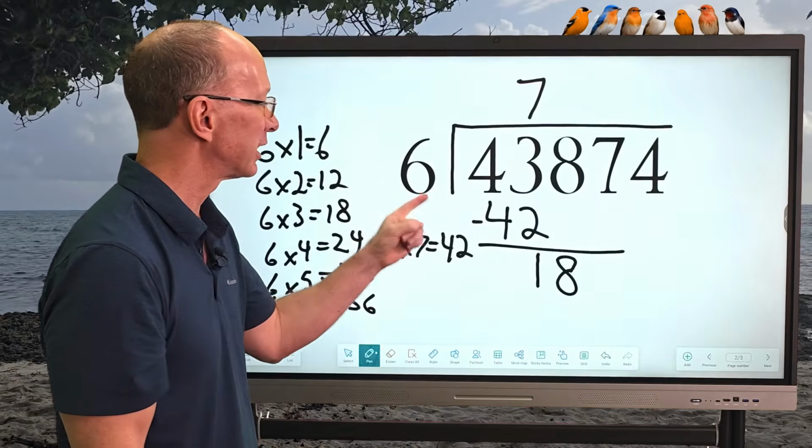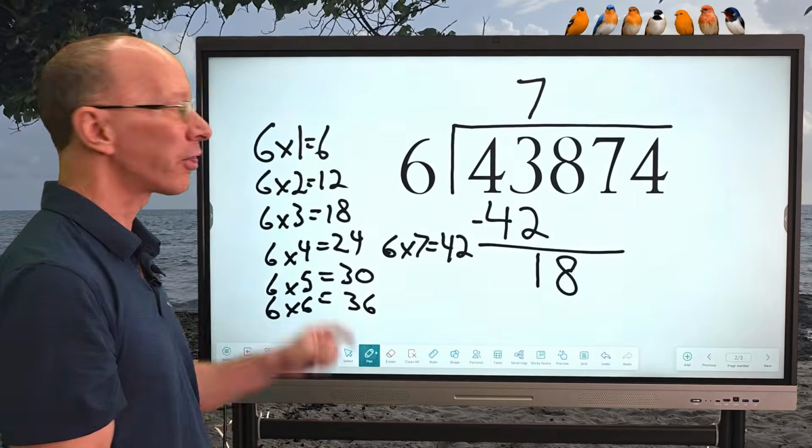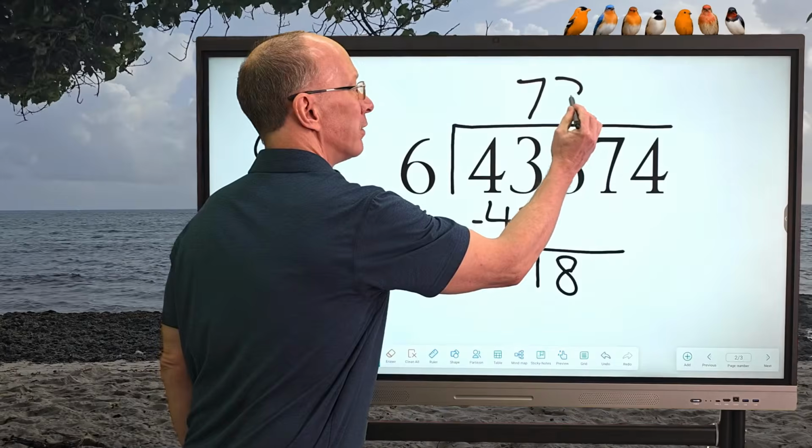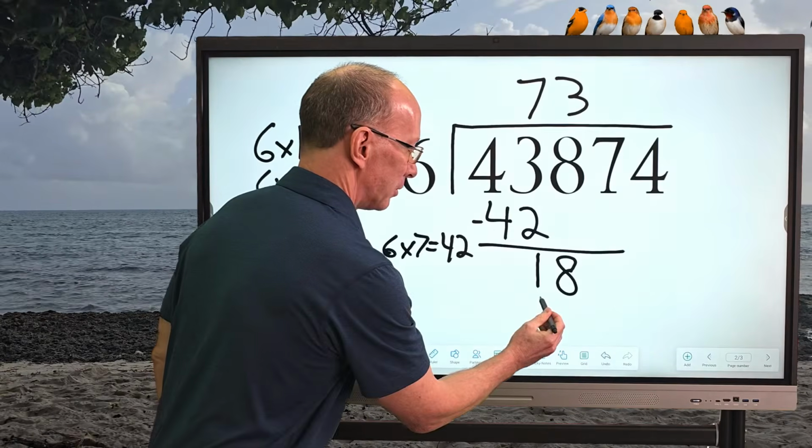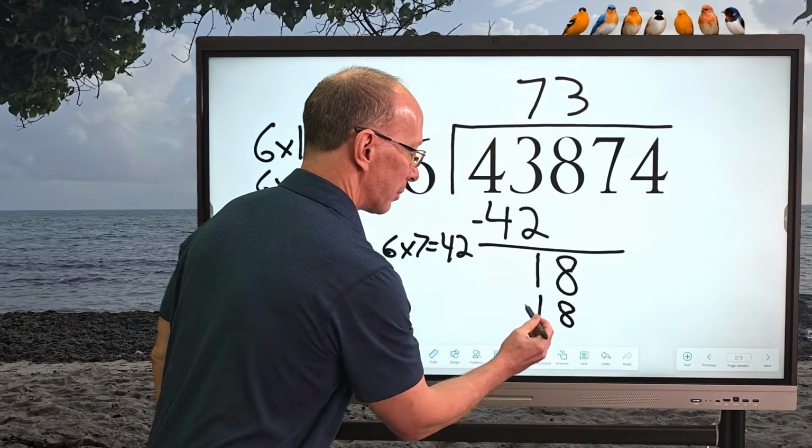How many times can I put 6 into 18? Right there, 3. So I'm going to go ahead and put the 3 right here. 3 times 6 equals 18. And then I'm going to do subtraction.